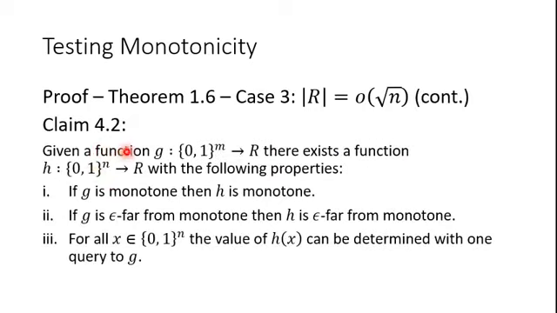So claim 4.2 will help us with this case. This claim states that given a function g from {0,1}^m to r, there exists a function h from {0,1}^n to r with the following properties. If g is monotone, then h is monotone. If g is epsilon far from monotone, then h is epsilon far from monotone. And for every x in {0,1}^n, the value of h(x) can be determined with one query only to g.